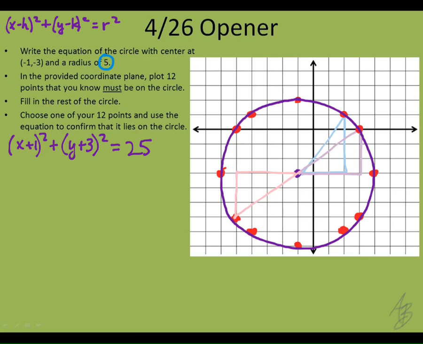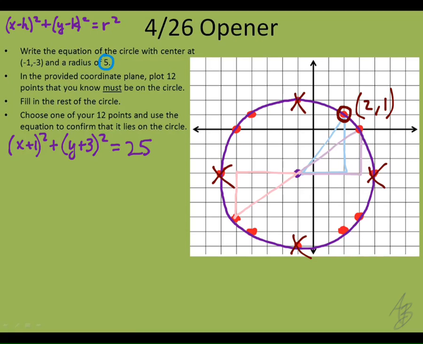Okay, now for this next part, I said choose one of your 12 points. I'm actually going to eliminate 4 of those from your choices. I don't want you to pick any of those 4 that we started with, because that makes stuff a little bit trivial. So let's pick one of those other 8 points, and we're going to use the equation to analytically, algebraically, confirm that it is on the circle. Somebody pick one of those other 8 points for me. Just tell me the coordinates. Jake? 2, 1. All right, so the point 2, 1 we're going to use right here.